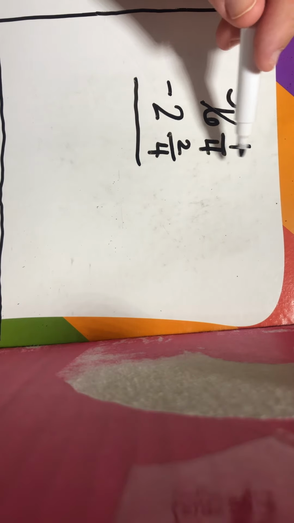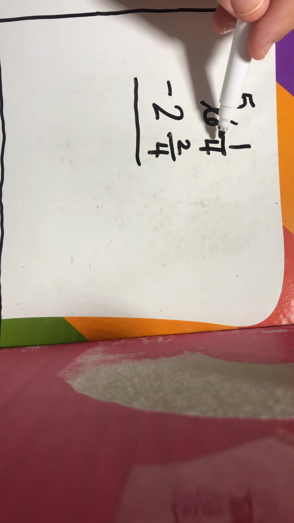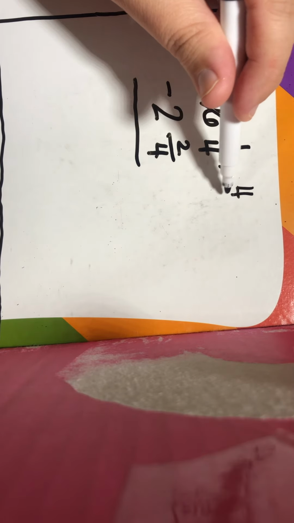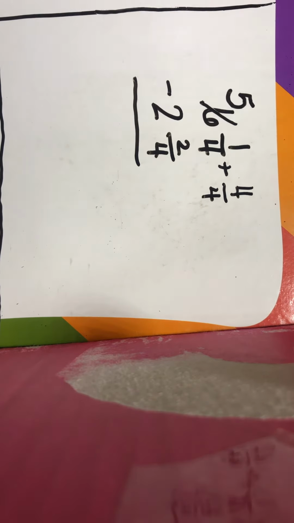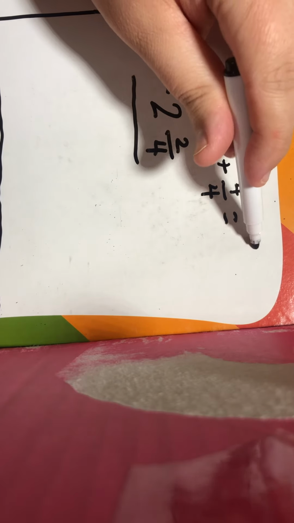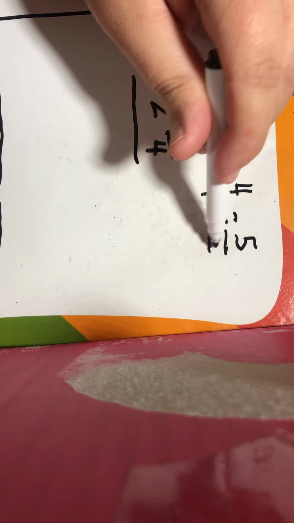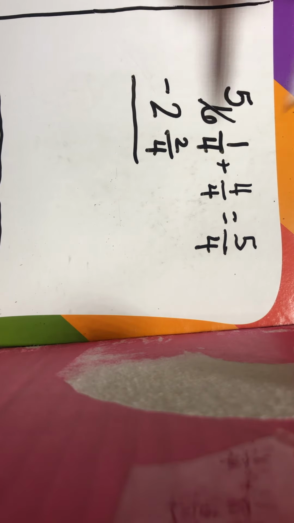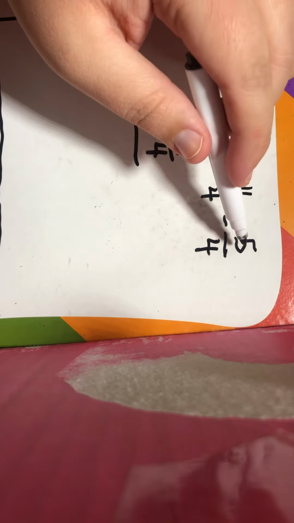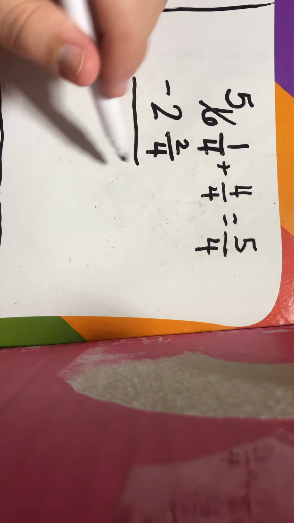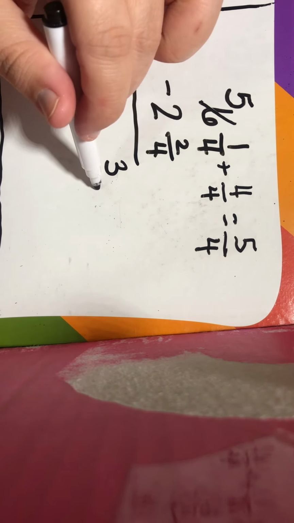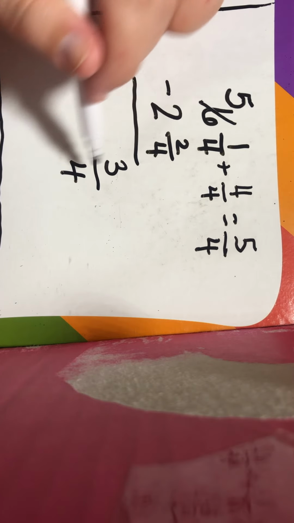And because 4/4 make one whole, if you have 4 as your denominator, we're going to add 4/4 to our fraction. And that will leave us with 5/4. And now we can subtract the 2/4 from the 5/4. And so if we take 5 minus 2, we have 3. And because again our denominators are the same, we will leave it as 4.